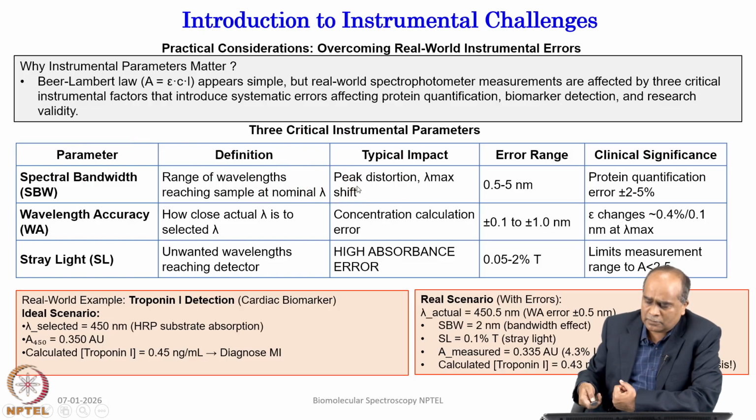Peak distortion: the peak is not very symmetrical because of the instrumental error, and then lambda max can shift. That can lead to a 0.5 to 5 nanometer error, and that can lead to protein quantification error of 2 to 5%. You see, 2 to 5% is not small, it is a big number, I will show you why.